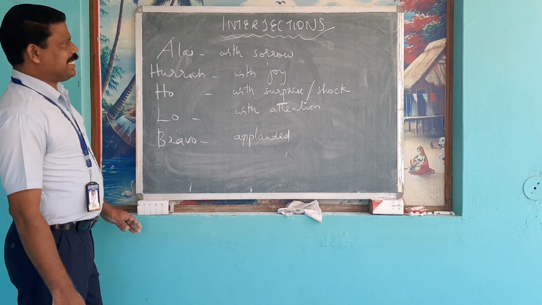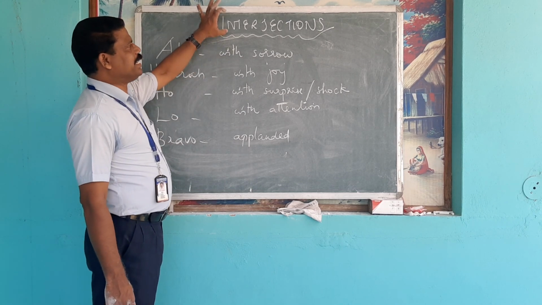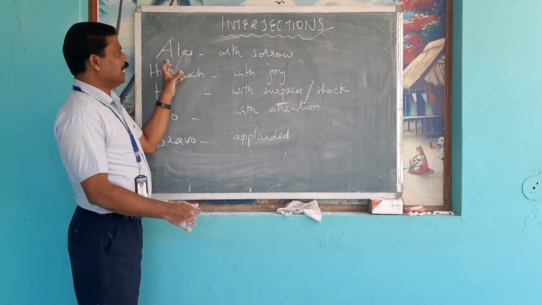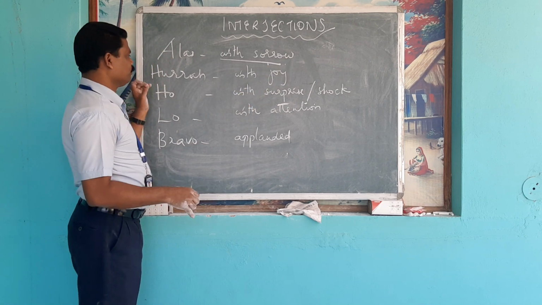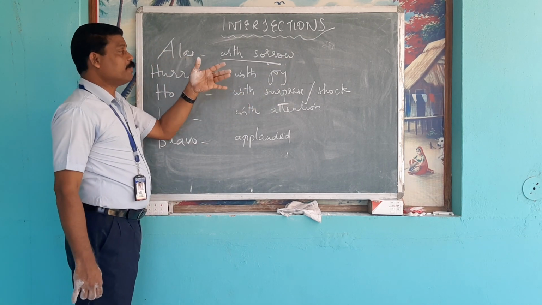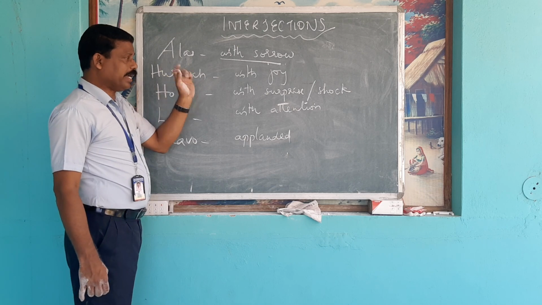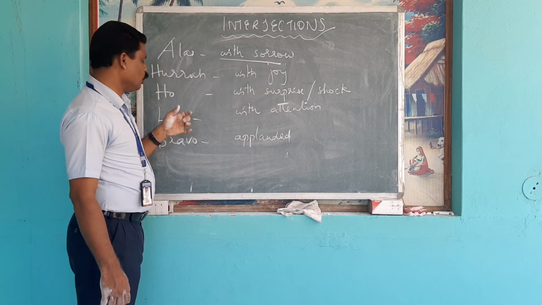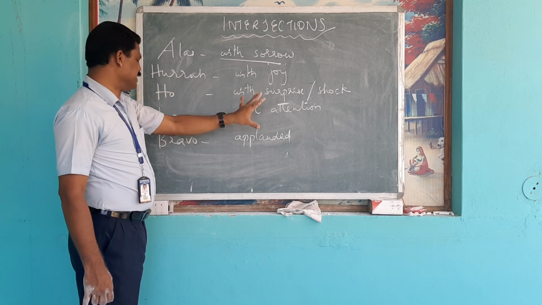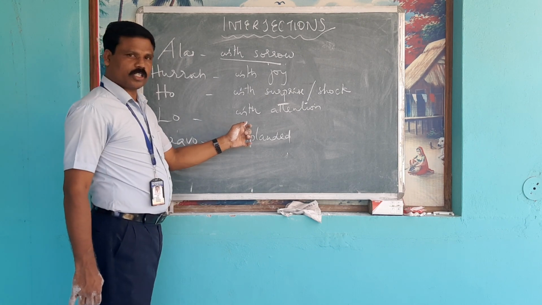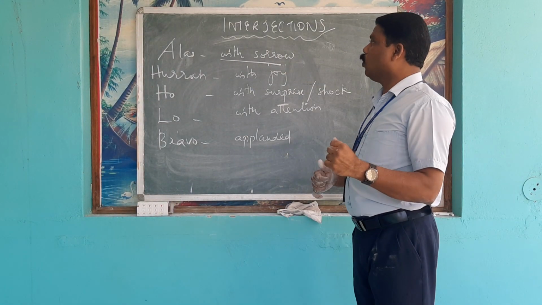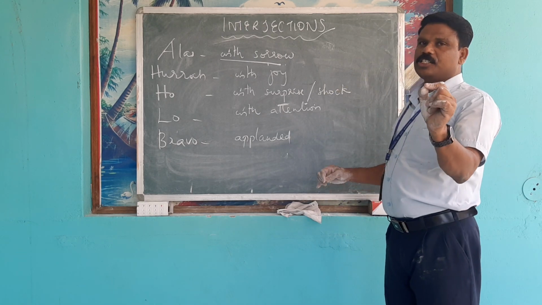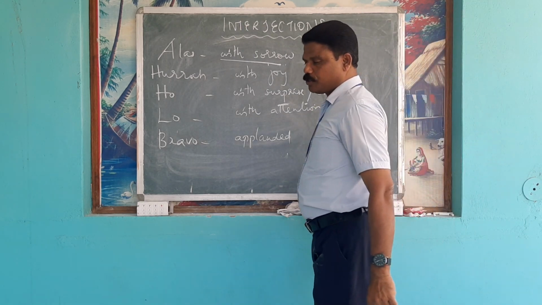So what are the changes that we can notice in interjections? Alas, you have to add with sorrow, exclaimed with sorrow. Hooray, exclaimed with joy. Oh, exclaimed with surprise or shock. Look, exclaimed with attention. Bravo, applauded. So these are the main changing words that we have to follow when we write answers to indirect speech.